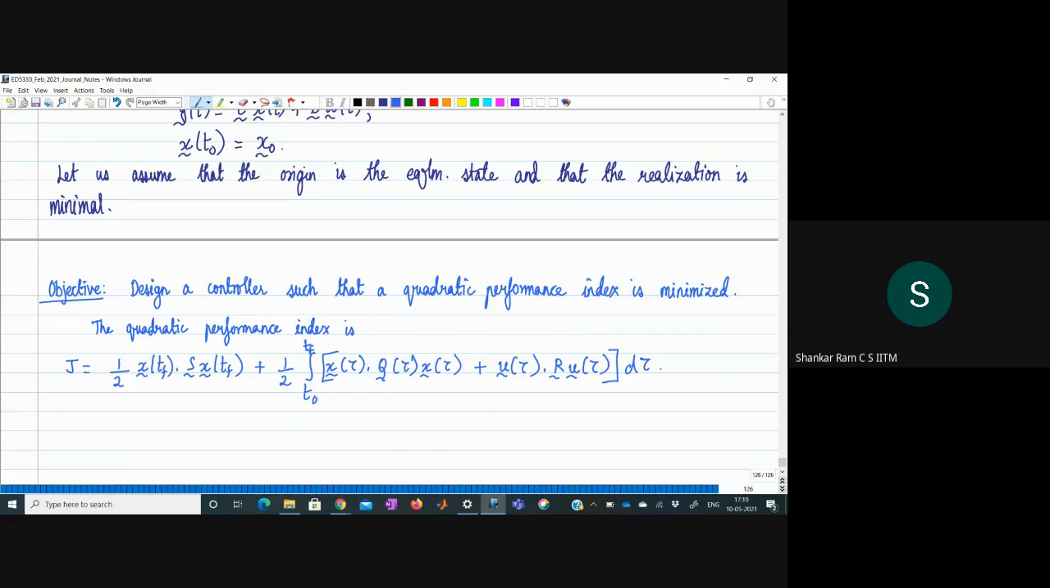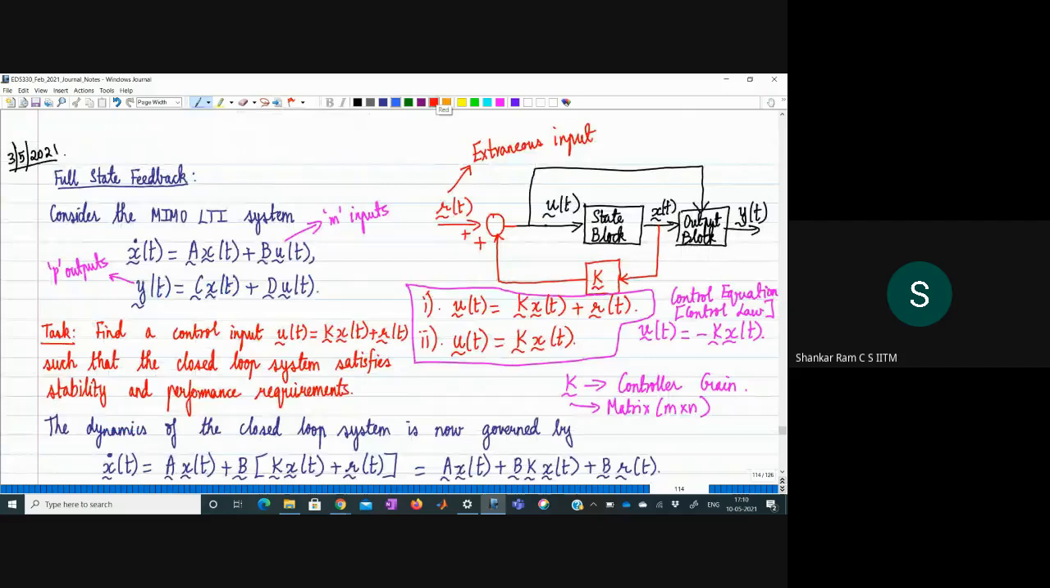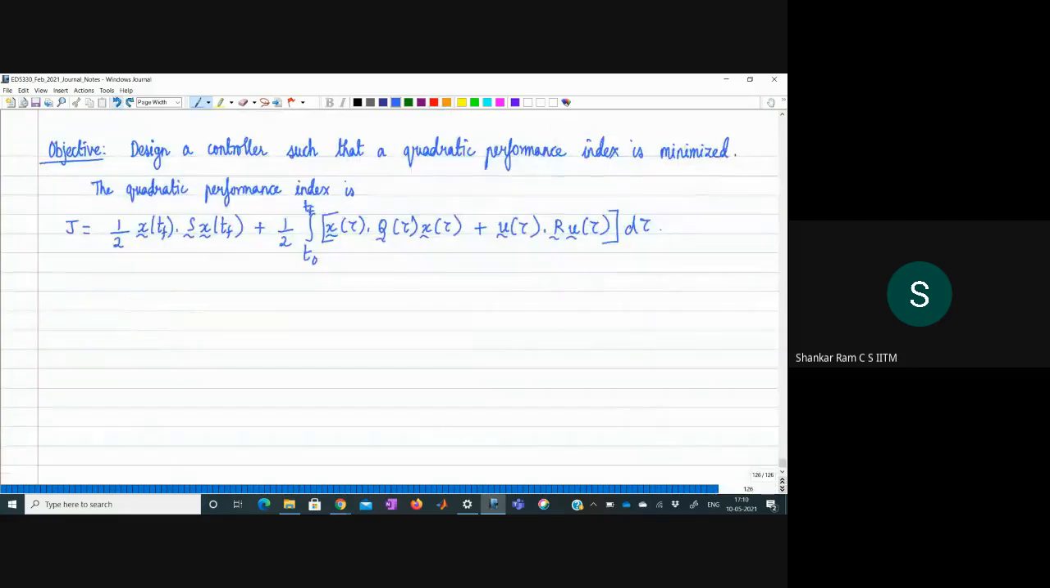All right, so the performance index has three terms. So what are these terms? If you look at the first term, 1/2 x(tf) dotted with S times x(tf), how does it work? First, you have this matrix here. We multiply that by the vector x(tf), we get a vector. Then we take the dot product of x(tf) with the resulting vector. That's how we should interpret this term.